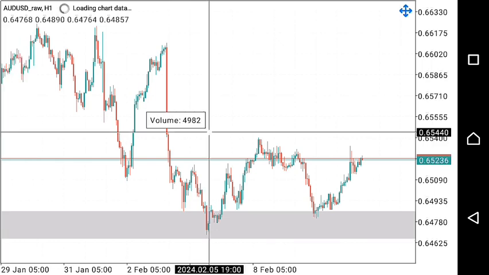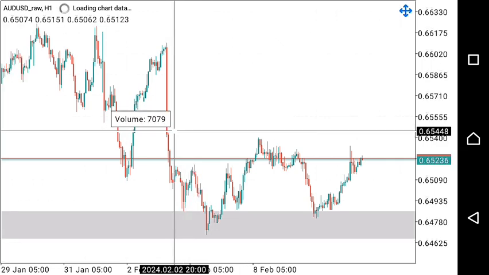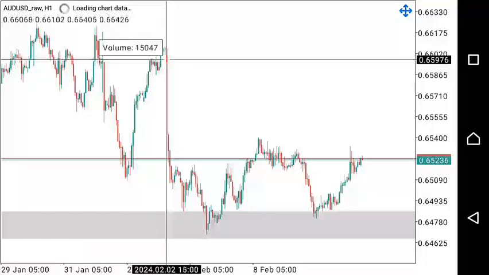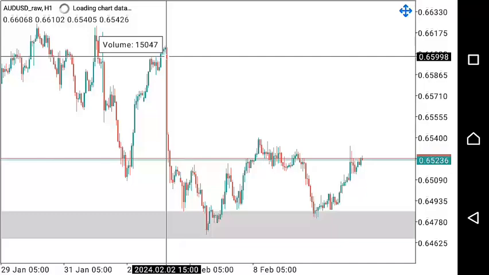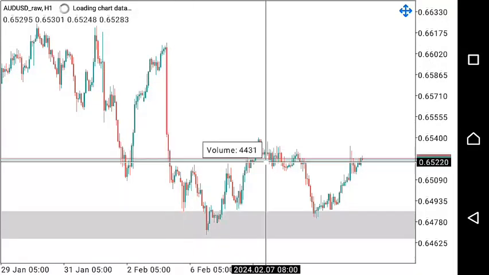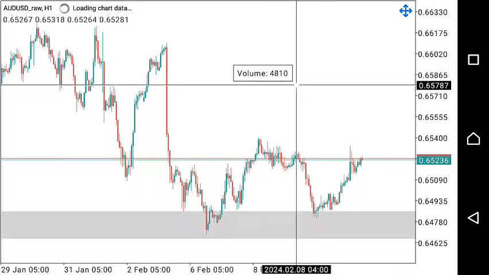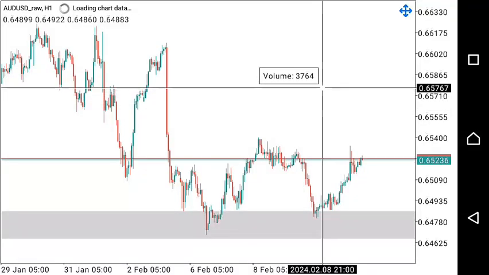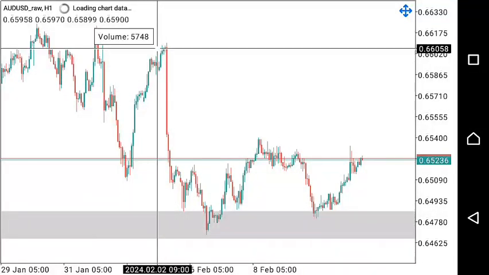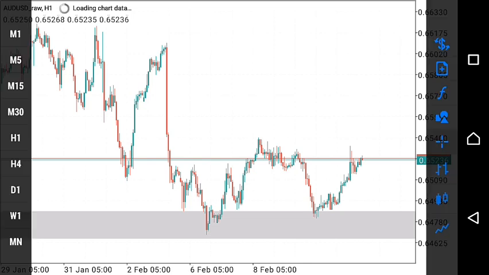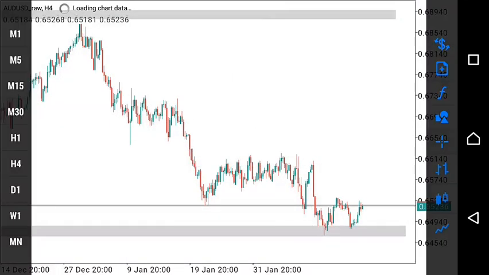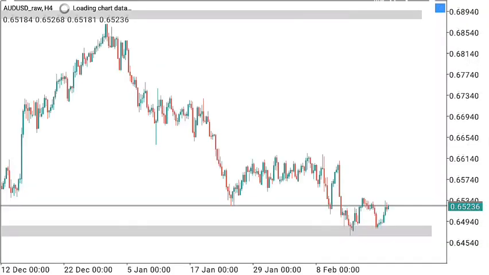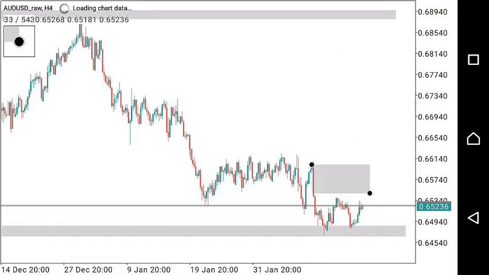Looking at it on the 1 hour time frame, we can see a very large imbalance right here. So hopefully price is going up to fill this imbalance, and if it can break the beginning of this imbalance right here, let me put a rectangle here. Yes, there's an imbalance right here.